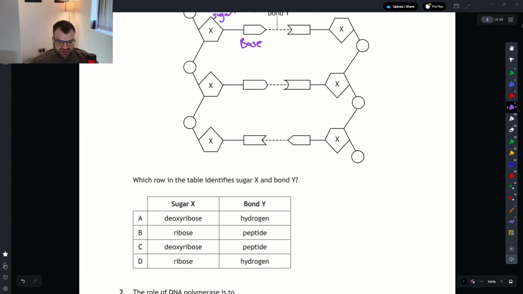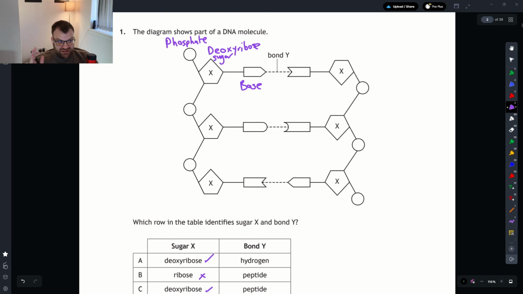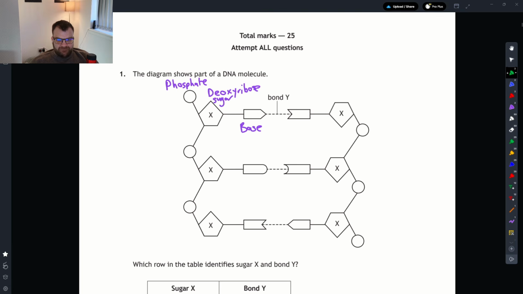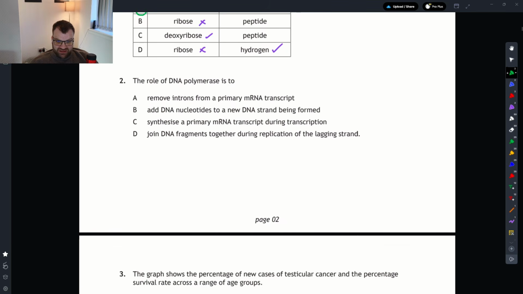Right, we're asked about sugar. It's DNA. That means it is deoxyribose, not ribose, because that would be RNA. The bond is the bond that holds together the two strands. That's between the bases. Those are hydrogen bonds. Peptide bonds are found between amino acids in a protein. But your strong covalent bonds hold the different nucleotides together to make the DNA strand. A is the correct answer there.